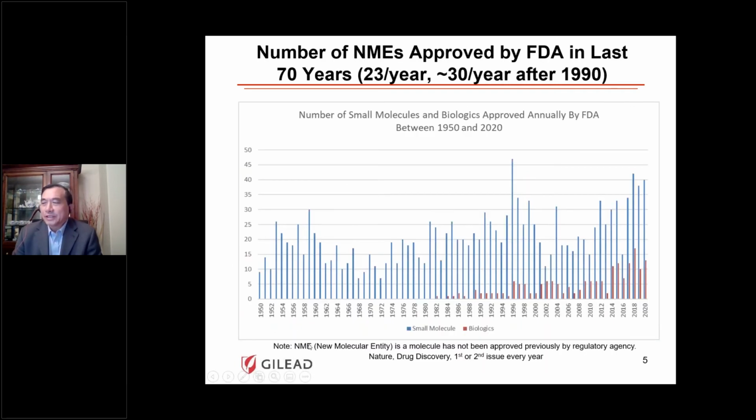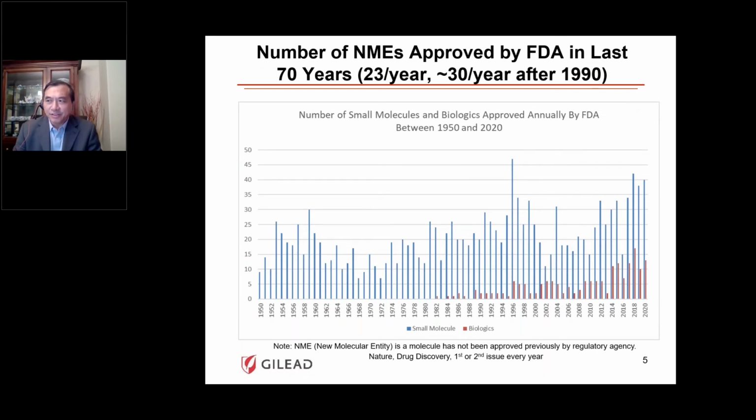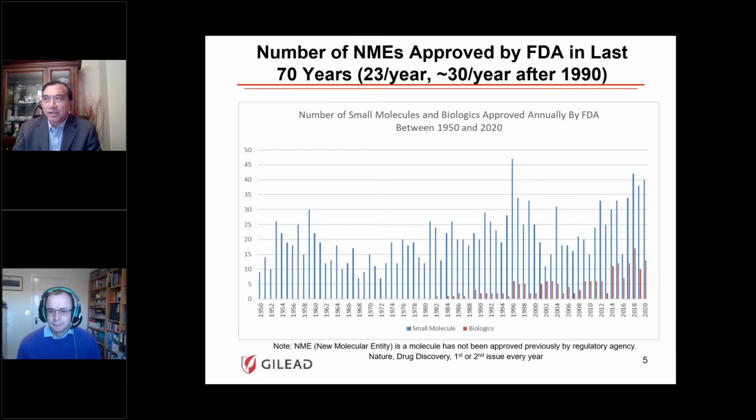So I just give you an example here. This is collected over the last 70 years. On average, up to 1990, it's about 20, 25 compounds per year got approved by FDA. This is very similar to the European approval, MAA by the European authority, EMA, because most approvals in FDA are kind of in parallel with other countries.